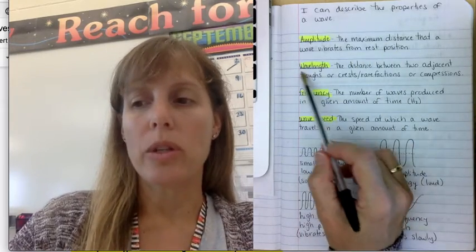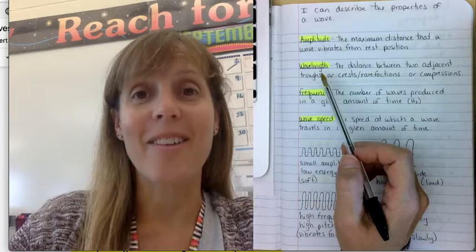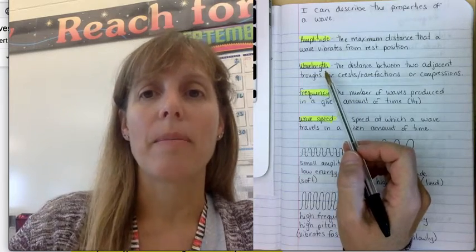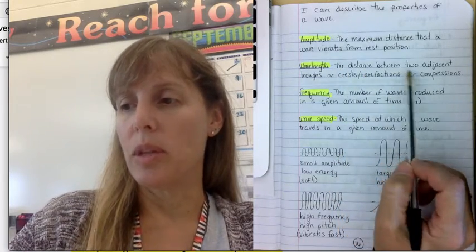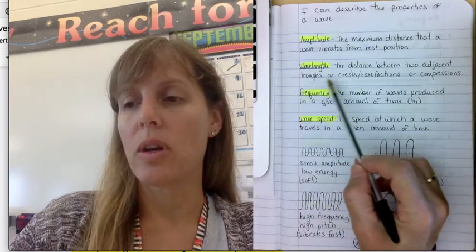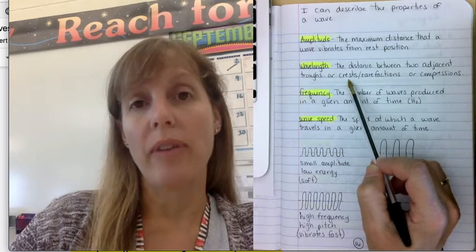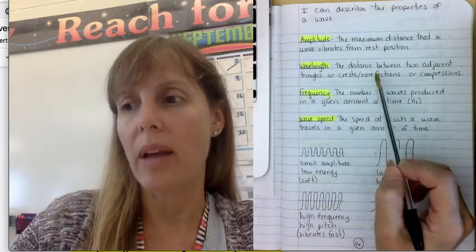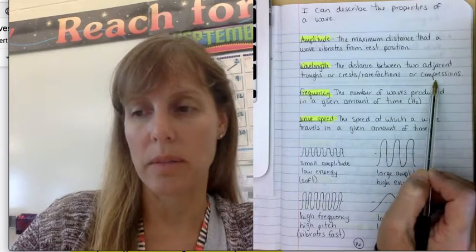Our next important term is wavelength. Say it with me. Wavelength. Wavelength is the distance between two adjacent troughs or crests, or if you have a compressional wave or a longitudinal wave, you have rarefactions or compressions.